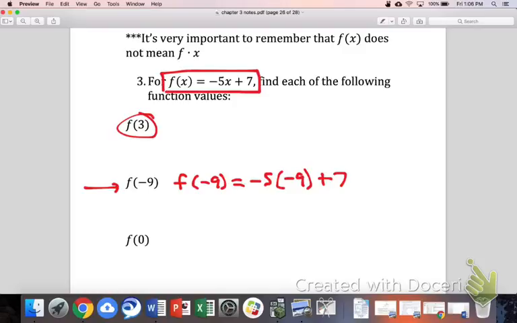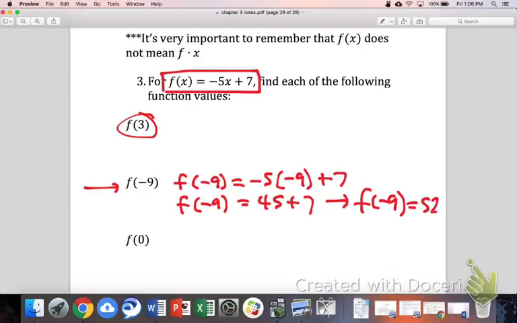So what would be the first operation I would do on this one? Yeah, that's right, it'd be multiplication. So we'd say f of negative 9 is equal to 45 plus 7, because a negative times a negative is a positive. And then finally, maybe I could come over here and say then that f of negative 9 is equal to 52.